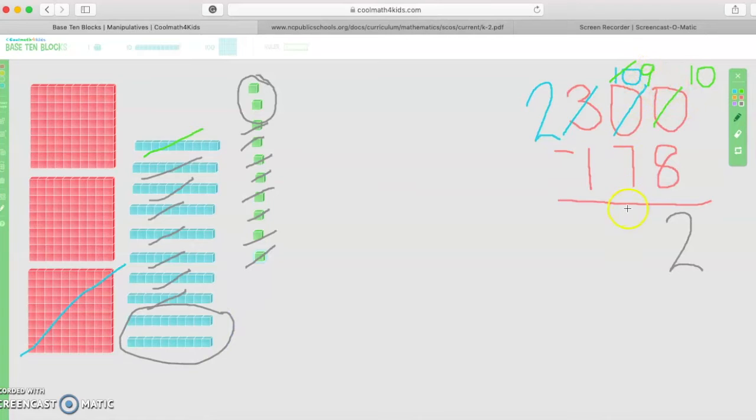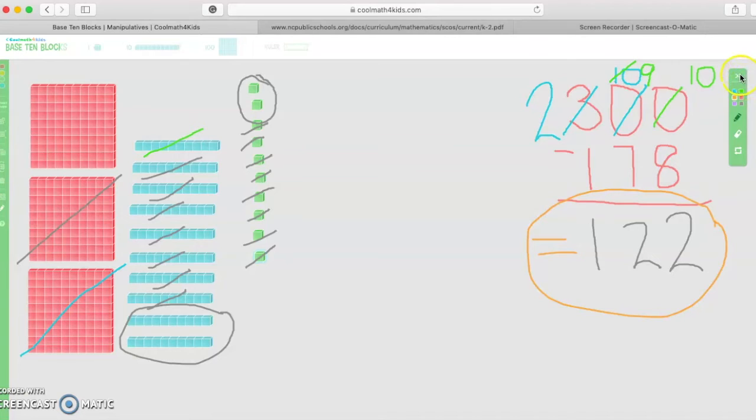So 9 minus 7 is 2. And lastly, I have 2 minus 1. So I'm going to go ahead and mark out one of those. And that leaves me with one of the hundreds. So with all of that being done, I can now understand that 300 minus 178 equals 122.